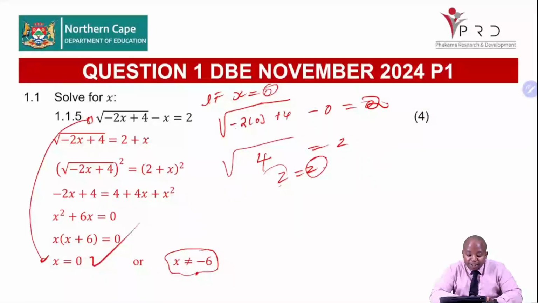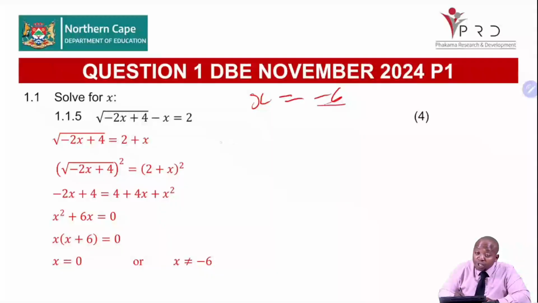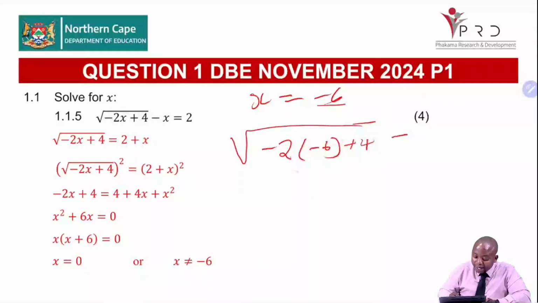Then when I proceed with this question, I will come back again and substitute x equals negative 6. Now, let us look at the solution where x equals negative 6. So I substitute x equals negative 6 in our original equation: the root of negative 2 times negative 6 plus 4 minus our x, again negative 6, equals 2. I just need to check, is my left hand side equal to my right hand side in this case? So let's look at the first part here.